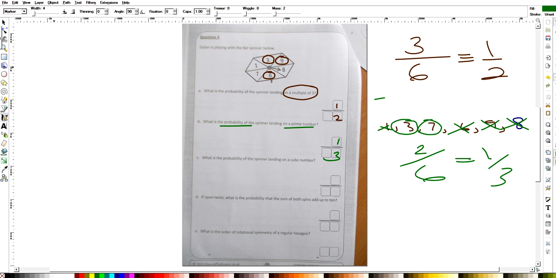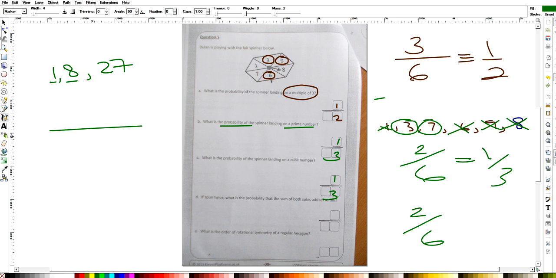Now, cube numbers are 1 times 1 times 1 is 1, 2 times 2 times 2 is 8, 3 times 3 times 3 is 27. Now, out of all the numbers there, does the number 1 come? Yes. Does the number 8 come? Yes. So that's 2 numbers out of 6 again, which is the same answer, 1/3. If spun twice, what is the probability that the sum of both spins adds up to 10?